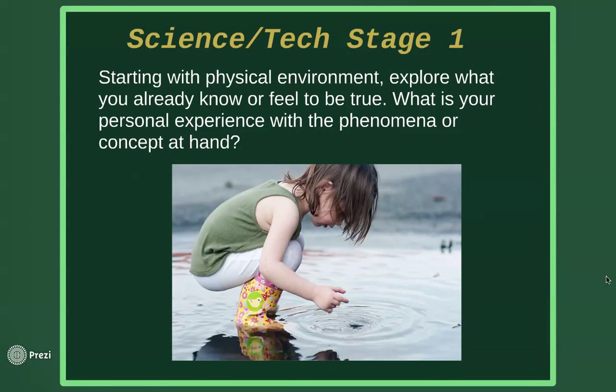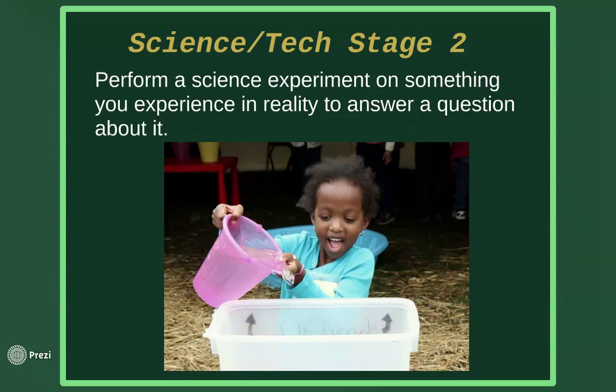In the first stage, we start with what seems obvious to us, what we experience every day in our physical environment. We begin with a question about such a phenomenon and ask about each student's personal experience with it. In the second stage, we begin by forming a hypothesis about how phenomena we experience are interrelated, like why a leaf blows in the wind. And then we develop an experiment to test our hypothesis.